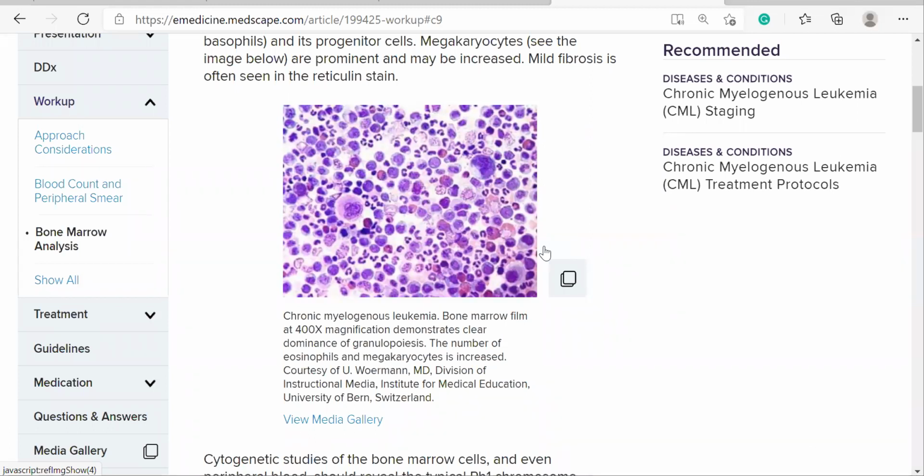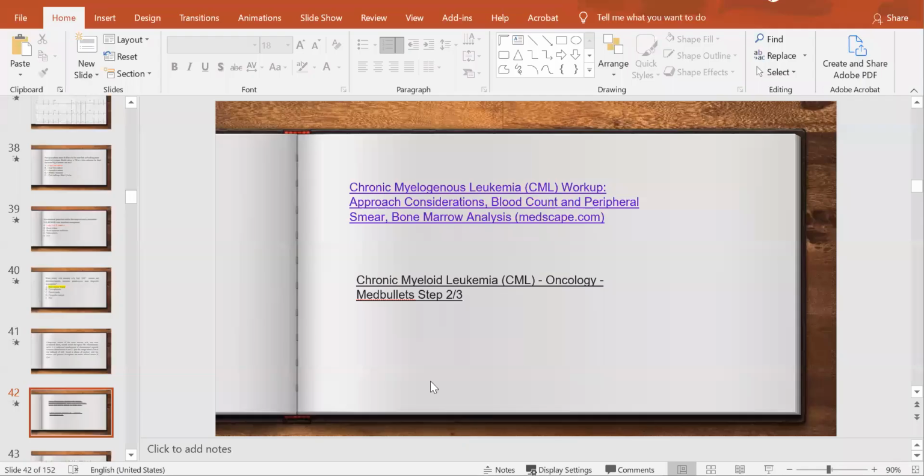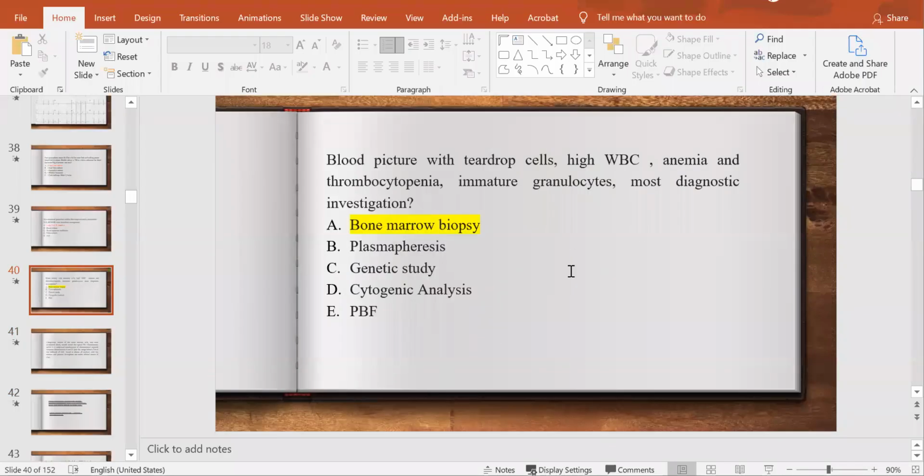For management purposes, just diagnosis is not enough. So you need to find out the subtype of this CML or CLL. Okay, so to know the subtype, you have to do the cytogenetic studies also, which is also your flow cytometry. So different. If they ask diagnostic, then bone marrow. If they ask for the treatment purpose, what is the most important investigation, that will be your cytogenetic studies. All right.